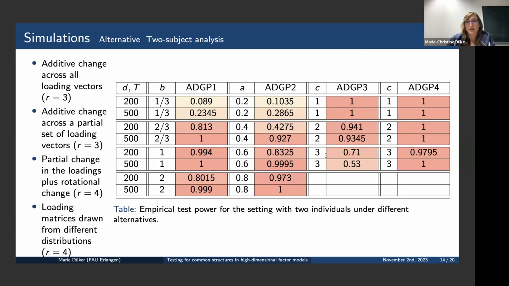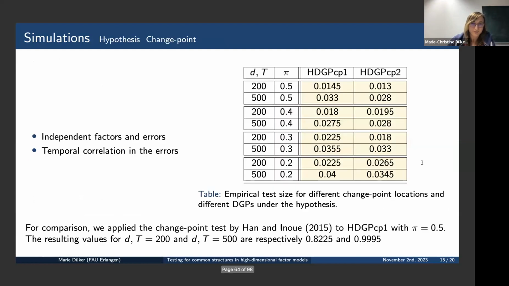So what I mean by that, we have a partial change. So some of the columns change, but then some of the columns undergo rotational change. And I basically increase the number of vectors which undergo rotational change. So if I increased it up to 4, I would be under the hypothesis. And here one can also see nicely how the power decreases because we get closer to the hypothesis, which is not the case in the 4th one. Here the power is still good.